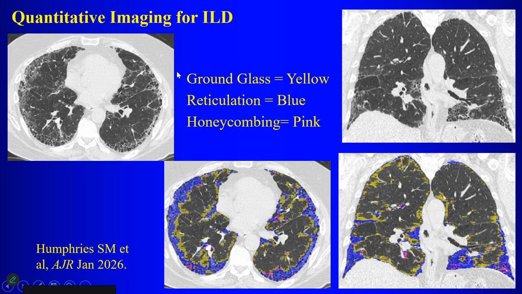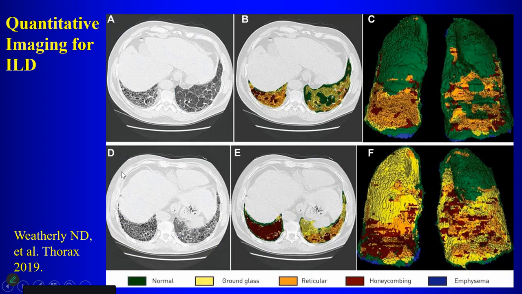So now what's the role for artificial intelligence, quantitative imaging for ILD? Is there a way to give numbers? Is there a way to objectively quantify how worse is the disease? Well, there is software that's now available that will analyze your CT scan, find areas that are ground glass, and here they're labeled in yellow, areas of reticulation labeled in blue, areas of honeycombing labeled in pink. It will score it, give you a percentage, and now using that, you can quantify it if you choose.